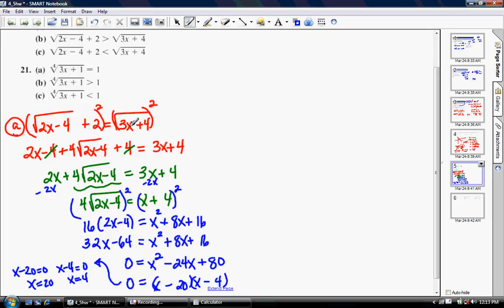Let's see what happens on the right. 3 times 20 is 60. 60 plus 4 is 64. And the square root of 64 is 8. So 20 actually checks in the equation.